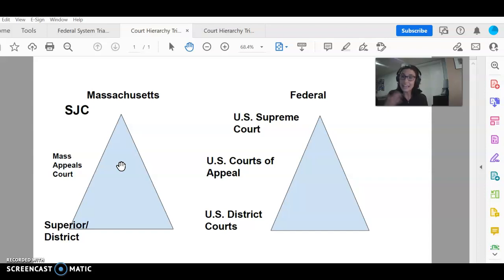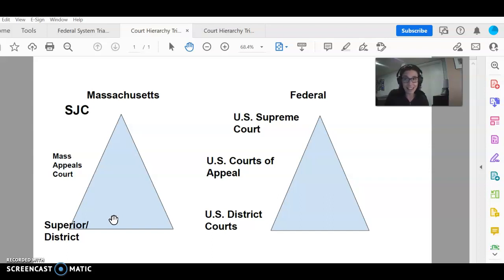If through my research I also find Supreme Judicial Court opinions on the same issue, my employment discrimination matter, that is also mandatory binding precedent. Another way of saying this is that all decisions from the Supreme Judicial Court up here become mandatory binding authority on all these lower courts, down to the Massachusetts Appeals Court, down to all the Superior Court and District Courts.